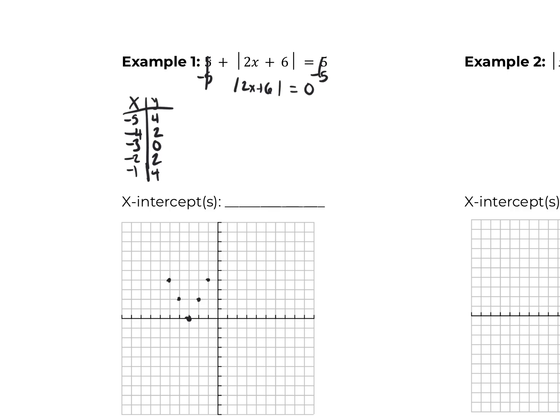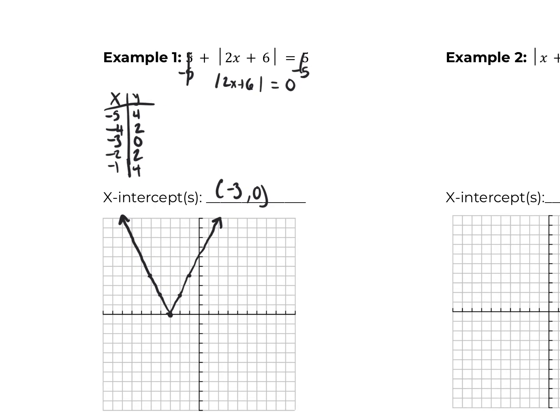So there we go. This would continue on forever this direction, and this will continue on forever this direction. And our x-intercept, there's just one, and it's going to be at negative 3, 0. So the solution to this equation, 5 plus the absolute value of 2x plus 6 equals 5, there's only one solution to that equation, and it is negative 3.